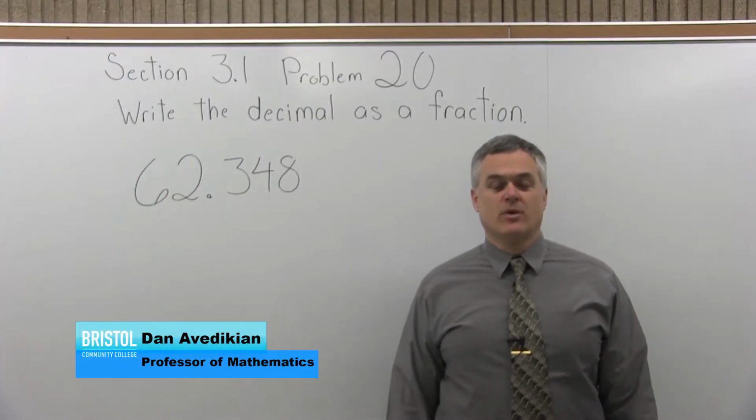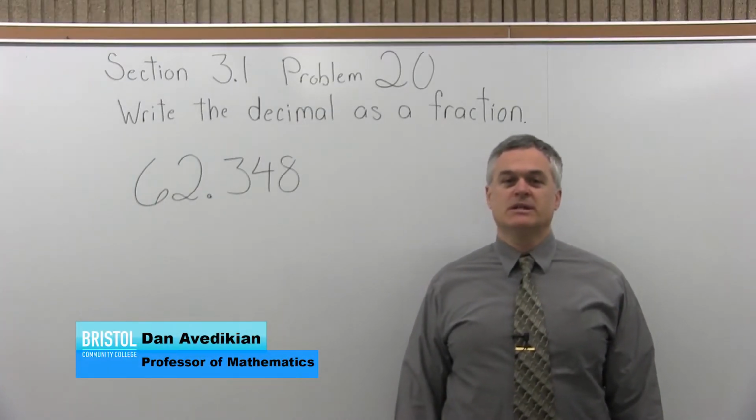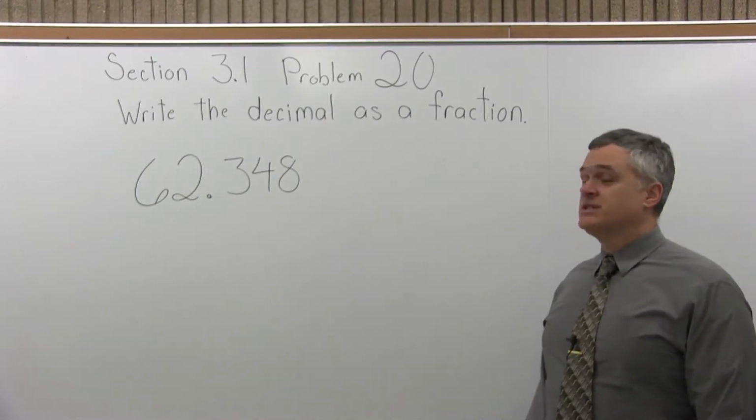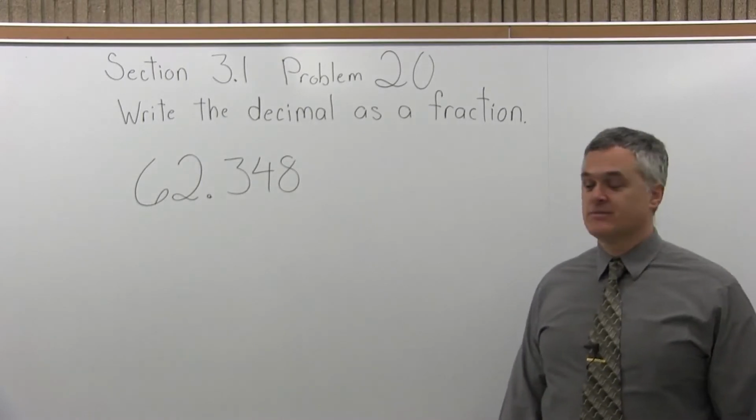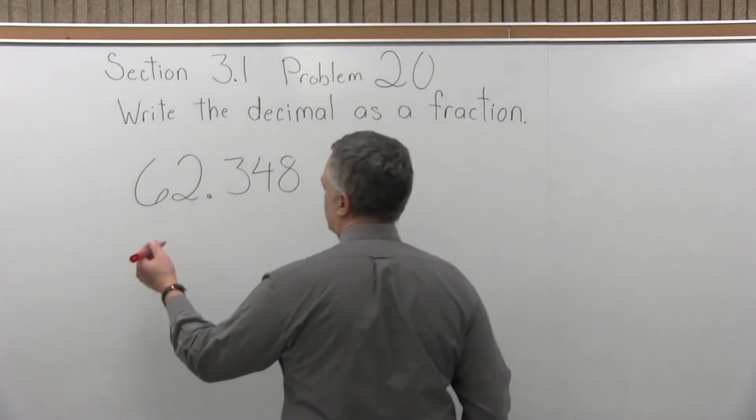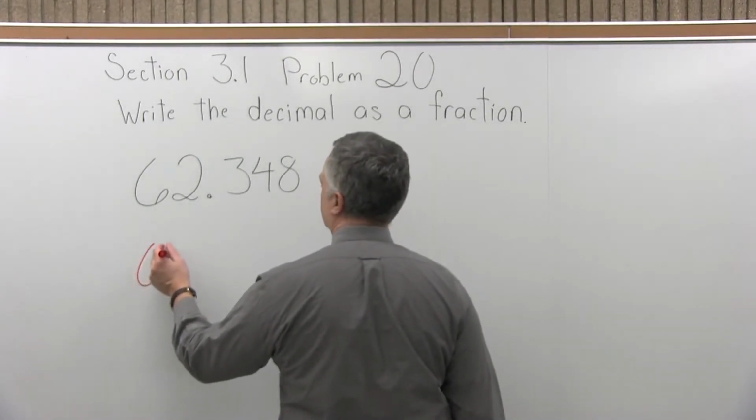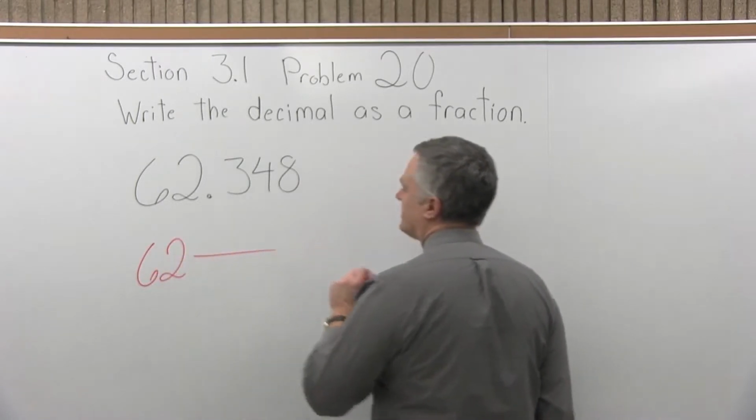This is Section 3.1, Problem 20. It says write the decimal as a fraction, and we have 62.348. We want to convert that into a fraction. So, of course, 62 in front of the decimal means I will have 62 in front of the fraction. I can start with that.